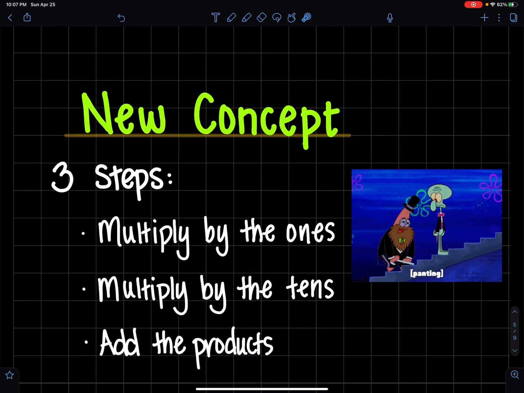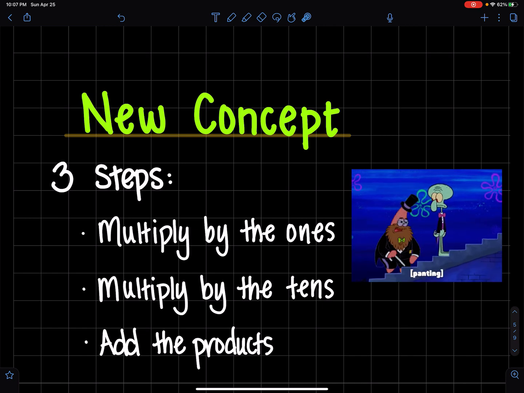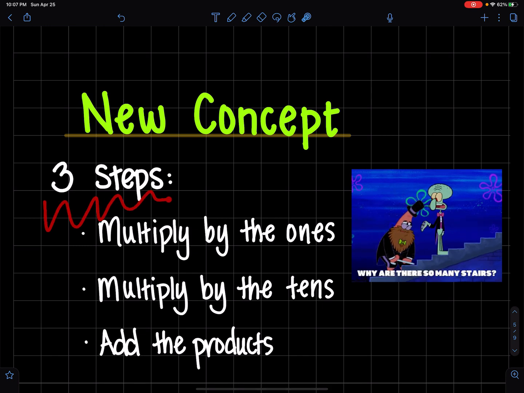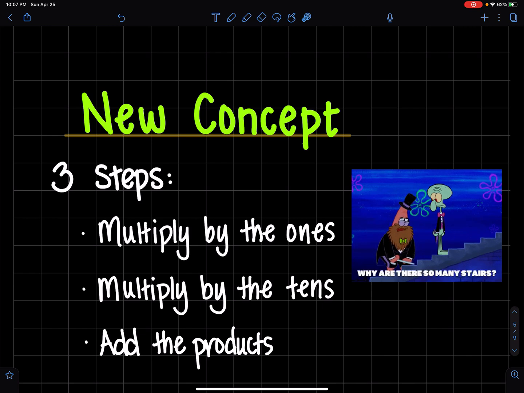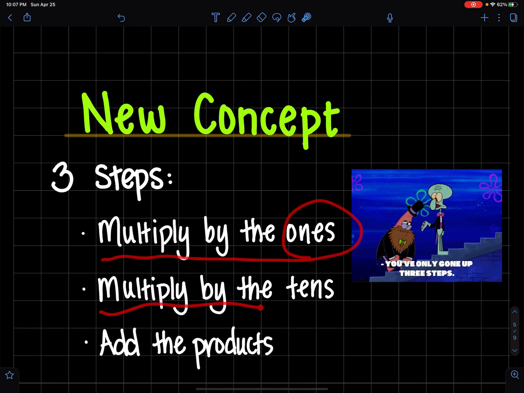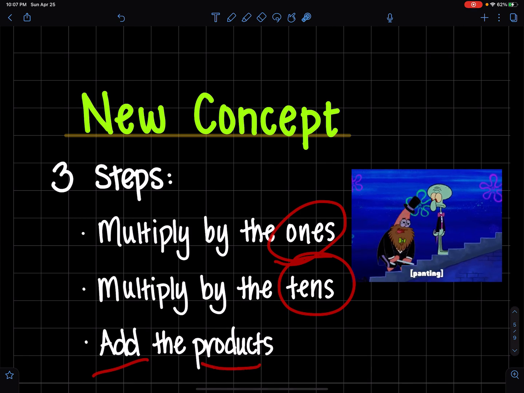All right. So this is going to feel like a lot of steps, but once you know how to do it and you're really, really good at it, it won't seem like any steps at all. It's just going to seem natural to you. So here we go. These are the 3 steps. Whenever you're multiplying two two-digit numbers, first we're going to multiply the ones. Step 2, we're going to multiply the tens. Step 3, we're going to add that together.